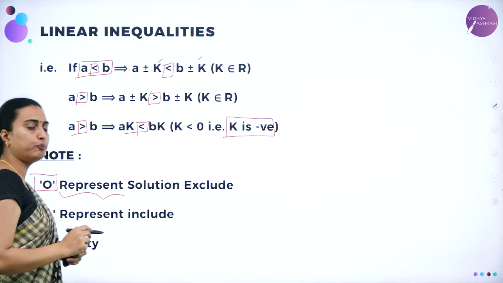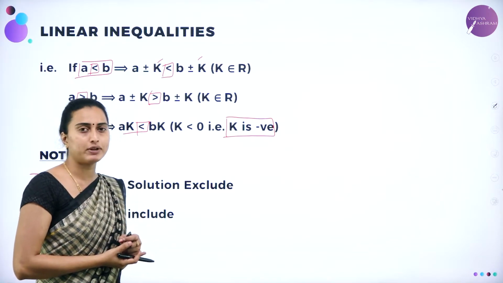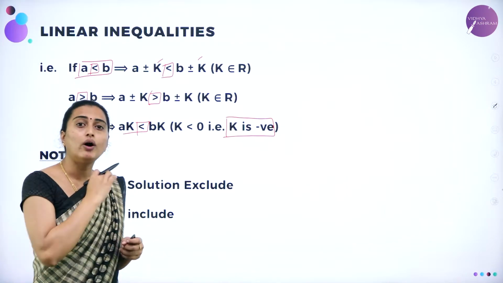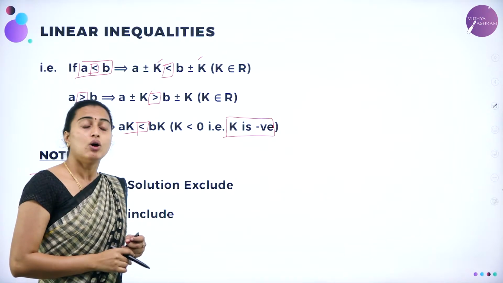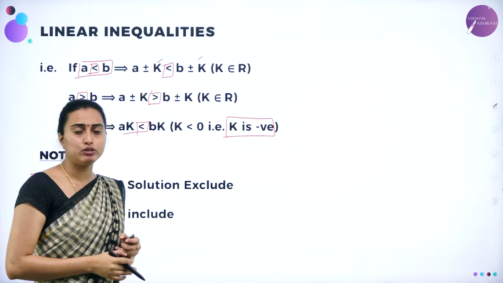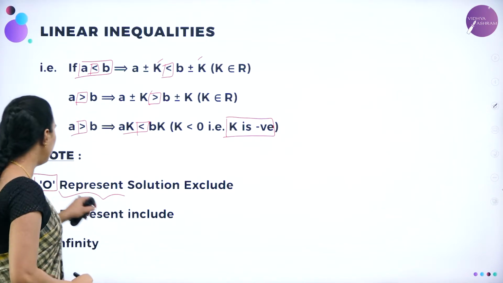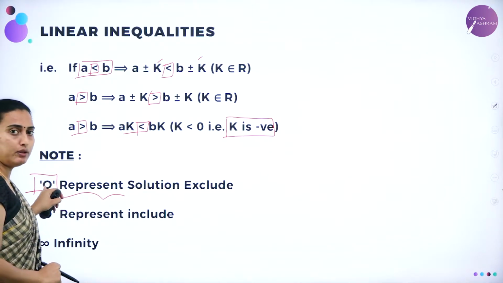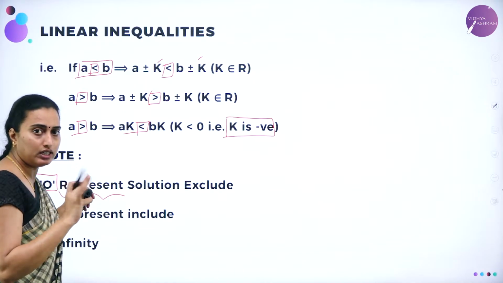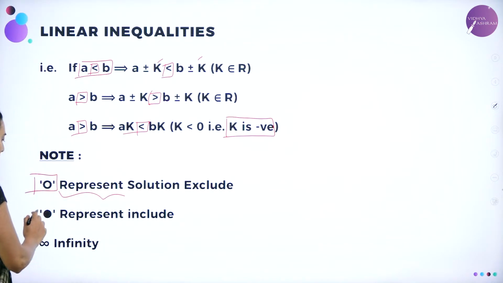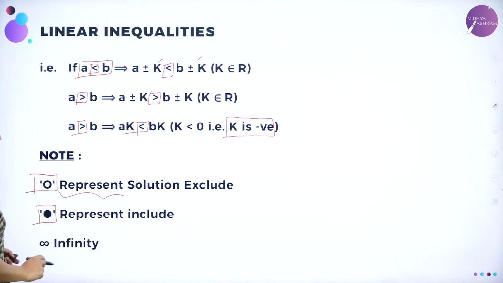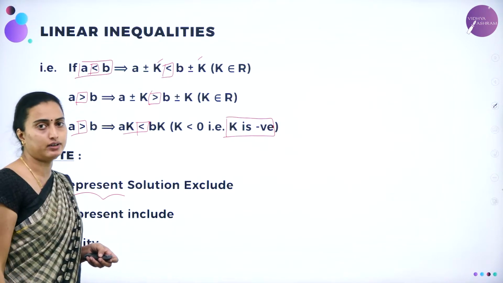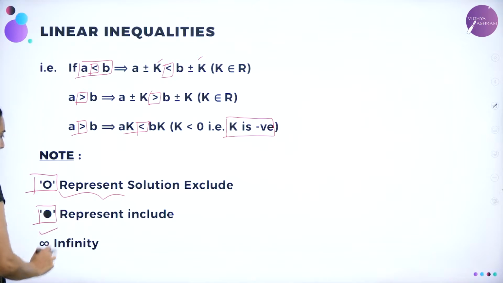Now here, note how a solution excluded is represented. If they ask you to represent the x value on the real line, or graphically on the real line, to solve for one variable, then if you put a hollow circle, it means the point is excluded. If it is a dark circle, the point is included. And here infinity, we are going to have up to infinite terms, like this symbol we are going to write.